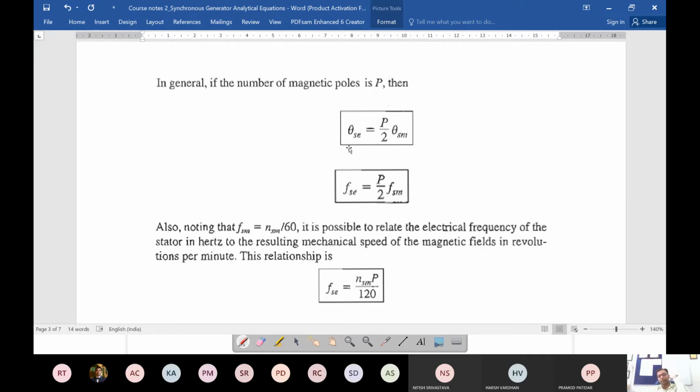So you choose some given time interval, whatever you choose. You choose 10 millisecond or 10 second or 1 hour or whatever. You choose one time interval. In that time interval, the rotor shaft will have rotated by some mechanical degrees. So what this equation only says is that in the same time interval, if the rotor shaft rotates by theta Sm degrees, the number of electrical degrees, that means in terms of the waveform of the voltage and current generated, will be equal to P by 2 into theta Sm. That's it.